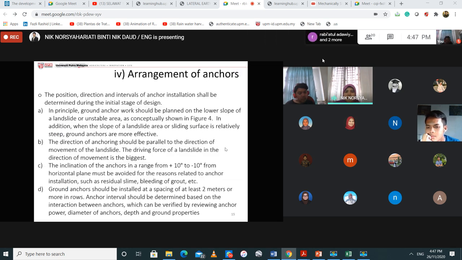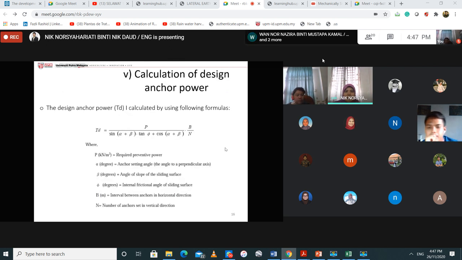So in terms of arrangement ni, you boleh baca lah which based on the degrees of inclination and then some of the spacing part and etc. Okay, then there's in terms of equation used to calculate the design anchor power, you also can use this one. For this one is the preventive power. Same, then by including the interval between anchors and also number of anchors based on the arrangement of the anchors also.